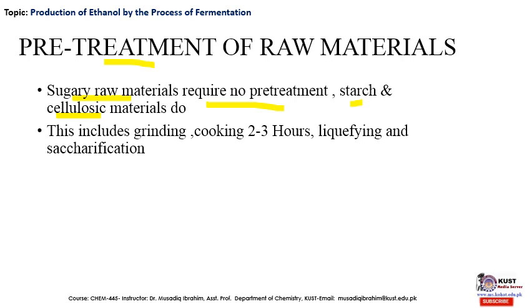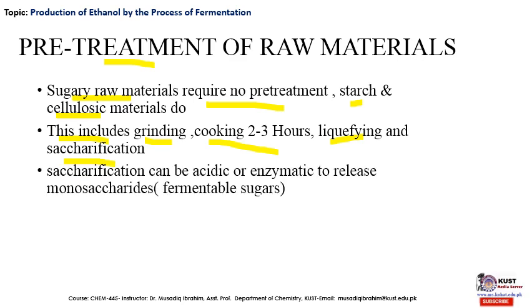And as we discussed in the previous slide, this includes the grinding, cooking for 2 to 3 hours, and then liquefying, and then ultimately the saccharification of the raw materials. Now the saccharification, which I explained in the previous slide, can be carried out in an acidic or enzymatic environment to release the monosaccharides, which are then the fermentable sugars from which the ultimate product of ethanol can be generated.